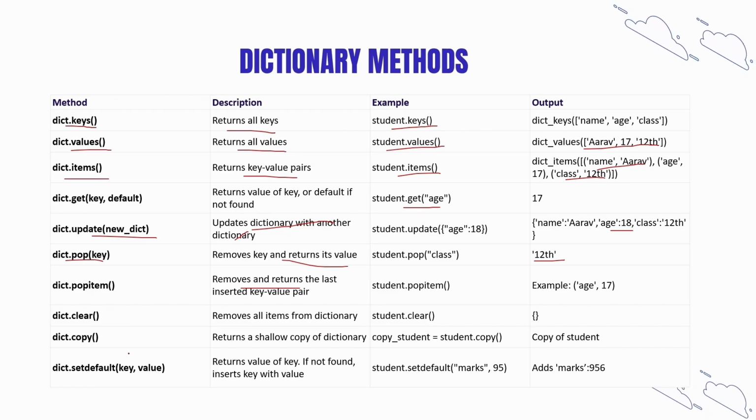Then I say dict.copy, it returns a shallow copy of a dictionary. Then I have dict.setdefault, so it returns value of key if found, otherwise inserts key with value. So when I say student.setdefault marks 95, it adds marks 95 here.